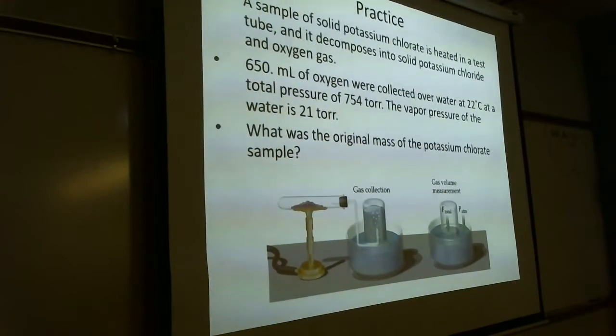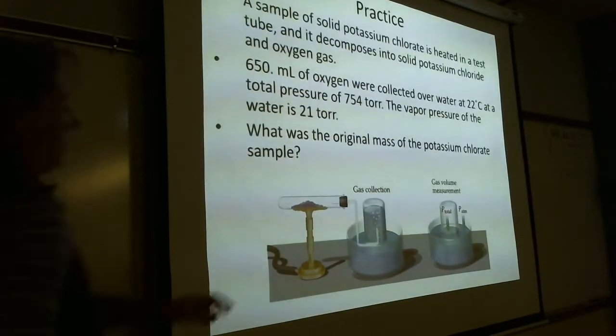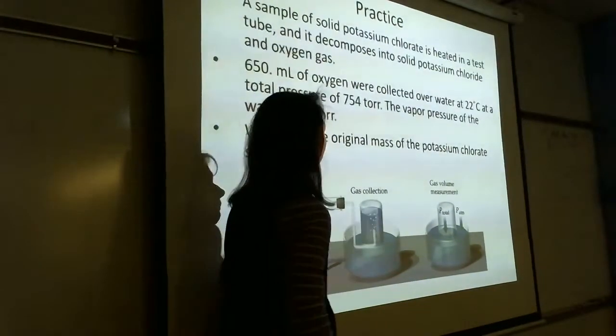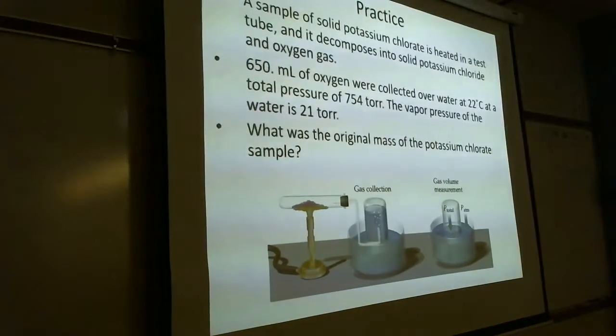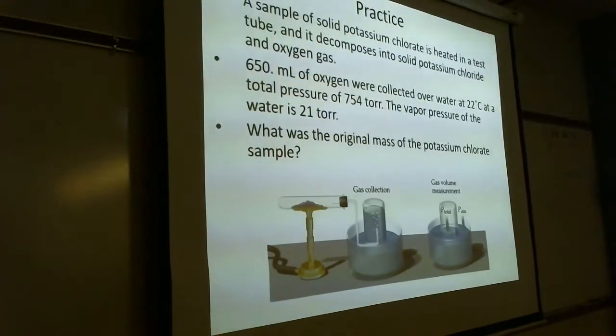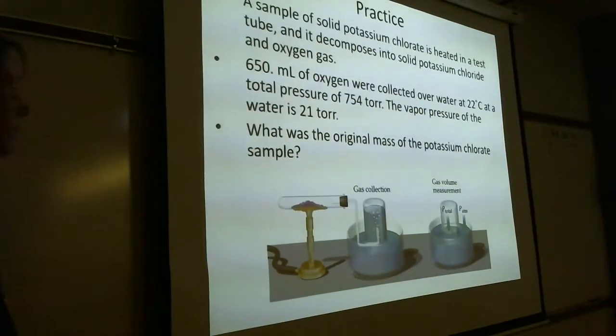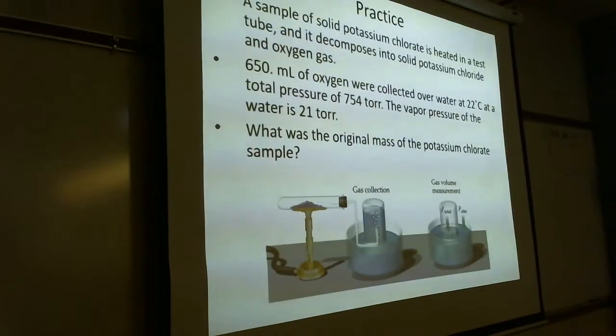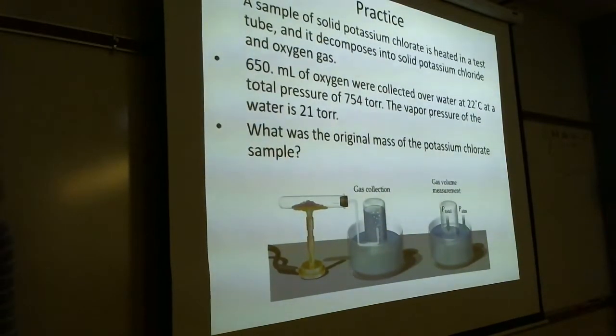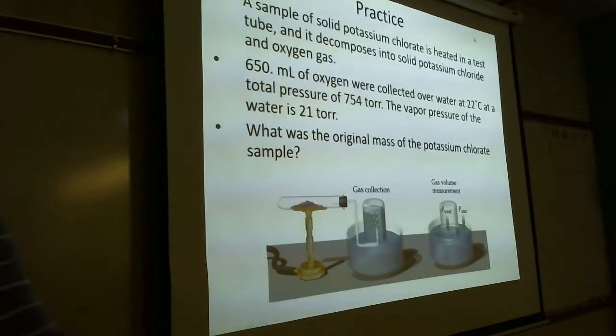A sample of solid potassium chlorate is heated in a test tube, and it decomposes into solid potassium chloride and oxygen gas. 650 milliliters of oxygen gas were collected over water. Okay, so here they are, bubbling up, at 22 degrees Celsius and a total pressure of 754 torr. The vapor pressure of the water is 21 torr. What was the original mass of the potassium chlorate sample? So I'll pause the recording, give you a few minutes to attempt this one.